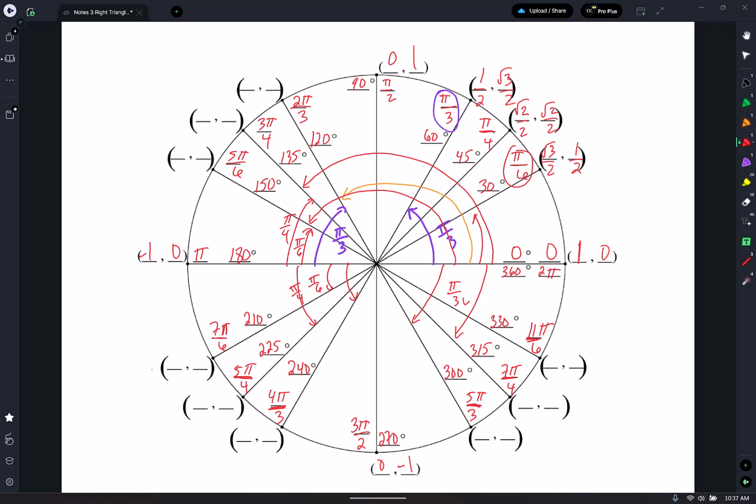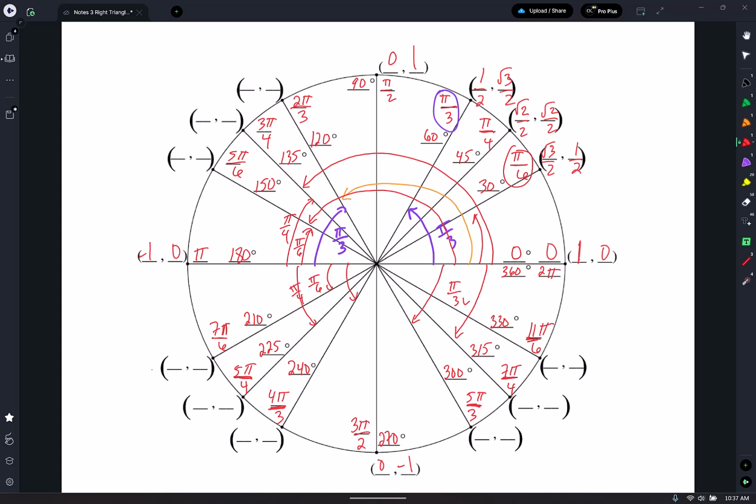In quadrant 2, just reflect those numbers, and the only difference is that the x's are negative, right? Because in quadrant 2, the x's are negative, and in quadrant 3, they're both going to be negative, and in quadrant 4, only the what coordinates? Only the y's are negative. Do you guys see that? So there it is. Just reflect them.